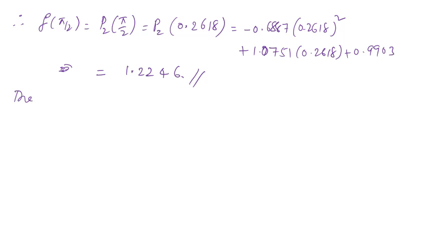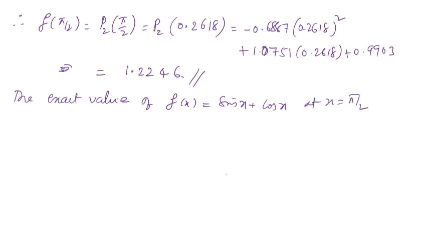This value is 1.2246. Now the exact value: in the question it is given, compare with exact value of f of x equal to, what is that? Sin x plus cos x at x equal to pi by 12. f of pi by 12 is equal to sin pi by 12 plus cos pi by 12, pi by 12, okay.